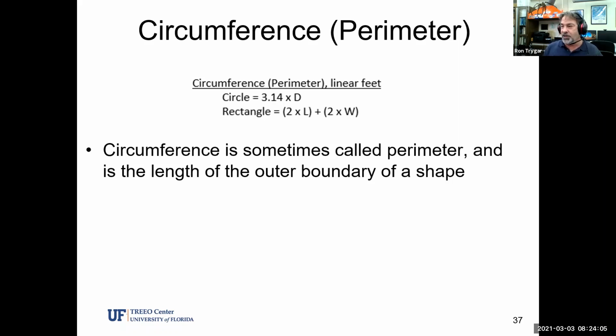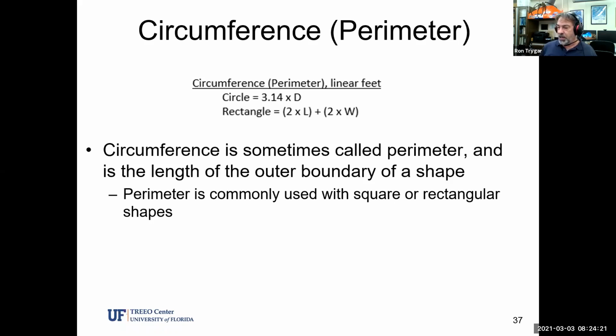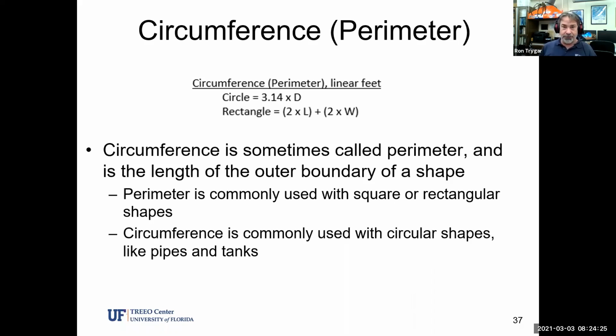Circumference is also known as perimeter. Perimeter is more commonly used with a shape like a rectangle or a square, whereas circumference is more commonly used with circular shapes. So I'll describe those as we go through this. Perimeter is commonly used with squares, and circumference is commonly used with pipes and circular tanks and things like that.